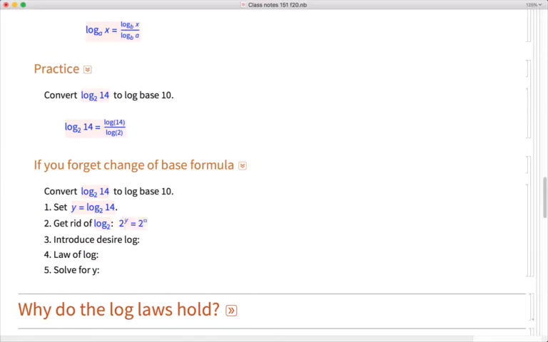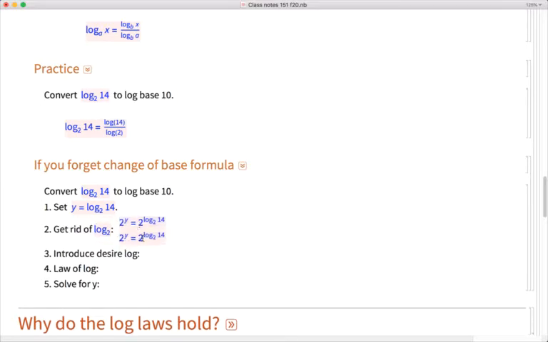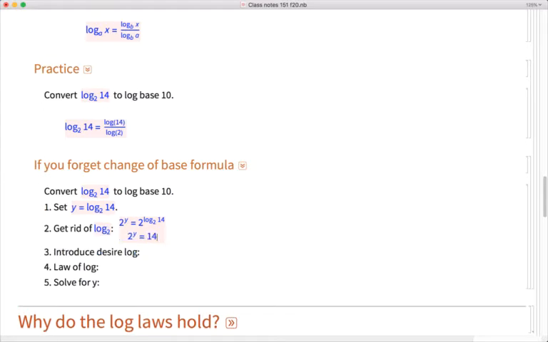So 2 to the log base 2. That's the cancellation taking place there. So the right-hand side now, the cancellation of 2 to the log 2 is going to leave just the 14. Okay, the idea was to switch to log base 10.